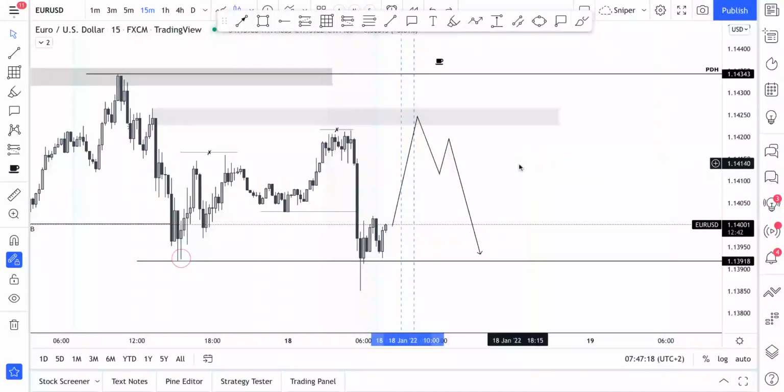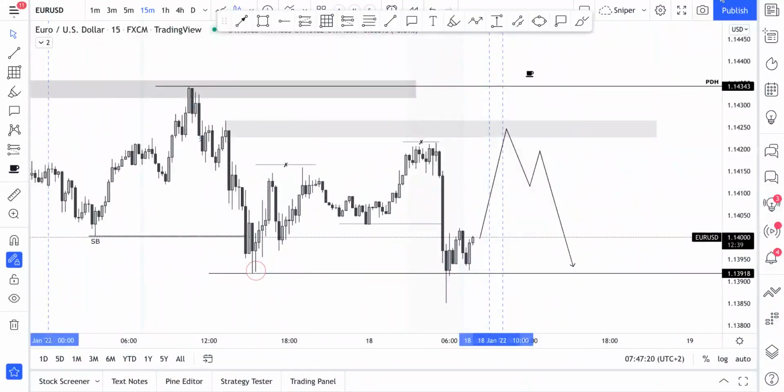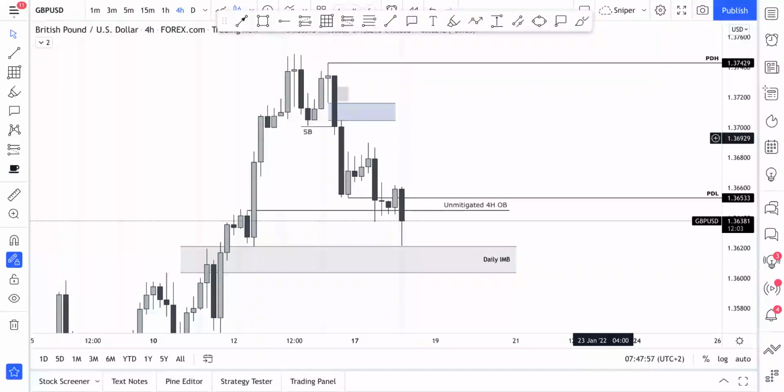Okay. So that is it for EU. Let's have a quick look at GU. Okay, almost finished. This is GU now.